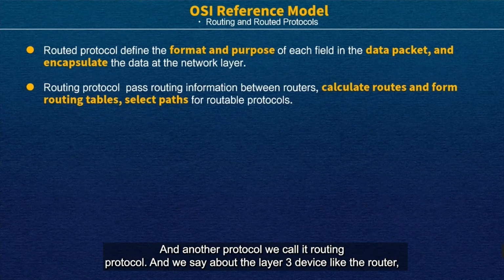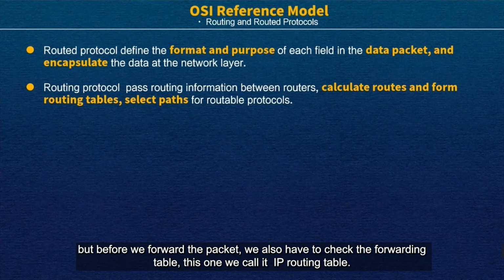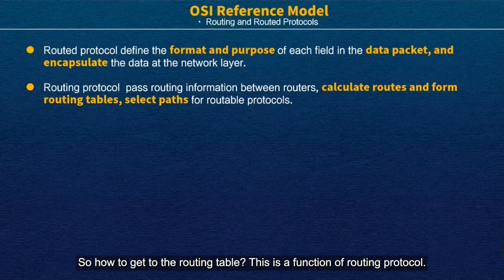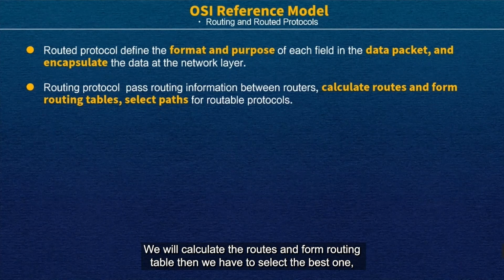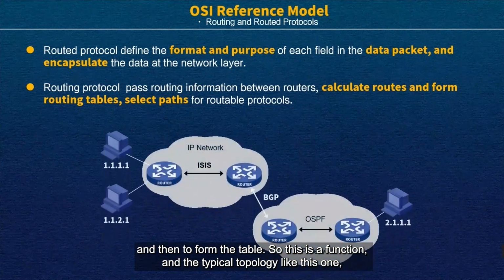And another protocol we call the routing protocol. A layer 3 device, like the router, forwards the traffic according to the IP address information. But before we forward the packet, we also have to get the forwarding table. This one we call the IP routing table. So how do we get the routing table? This is the function of the routing protocol. We will calculate the routes and form the routing table. Then we select the best one and forward the packet. So this is its function.